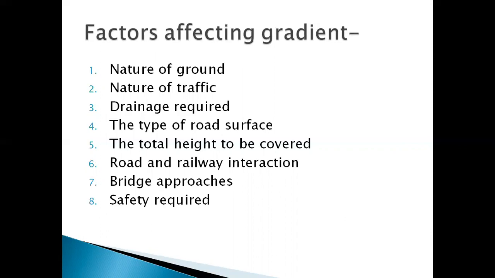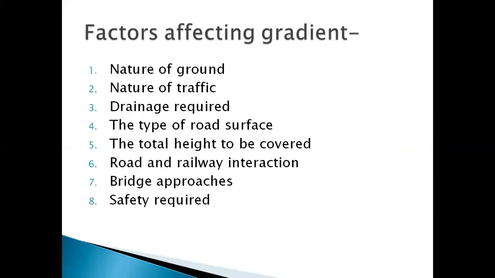Then drainage required. The drainage which can be provided to the roads, or the capacity of that drainage, also affects the gradients. Then next is type of road surface, or the pavement provided on the road surface, which also affects the gradient of roads. Then next is the total height to be covered. The height which can be covered into the road also affects the gradient of road.